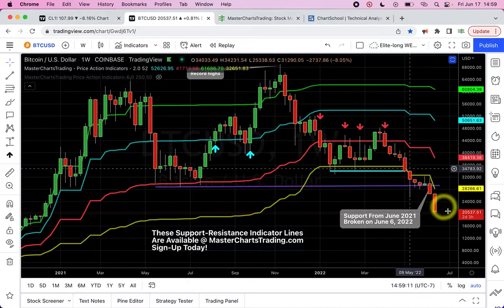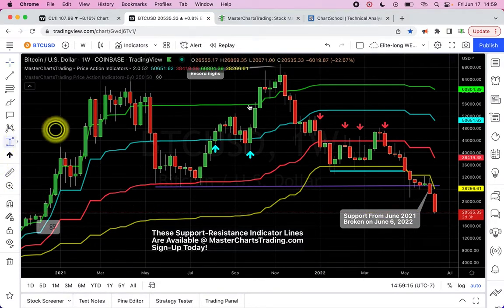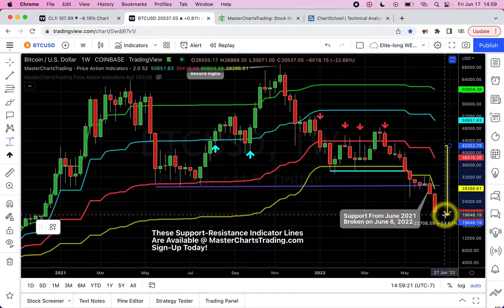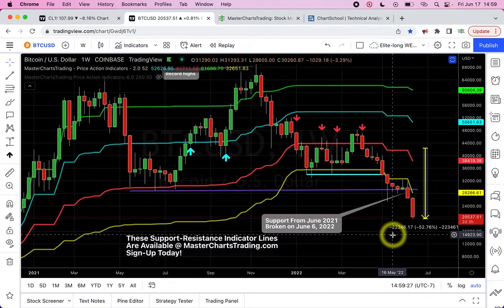These downward facing arrows are actual alerts. The latest one was just enormous. I mean, look at this. We shorted it at 42,000. It's now at like 19 something, 20,000. That's 52% in our favor.